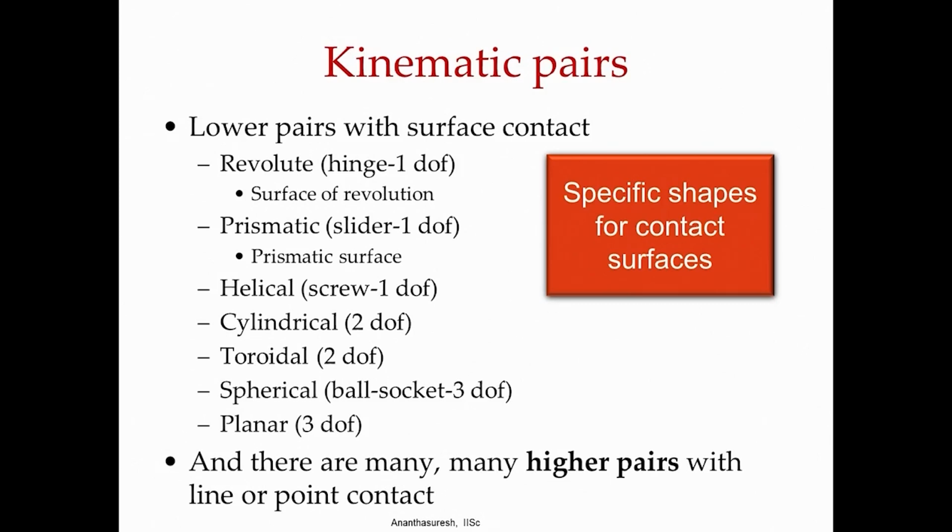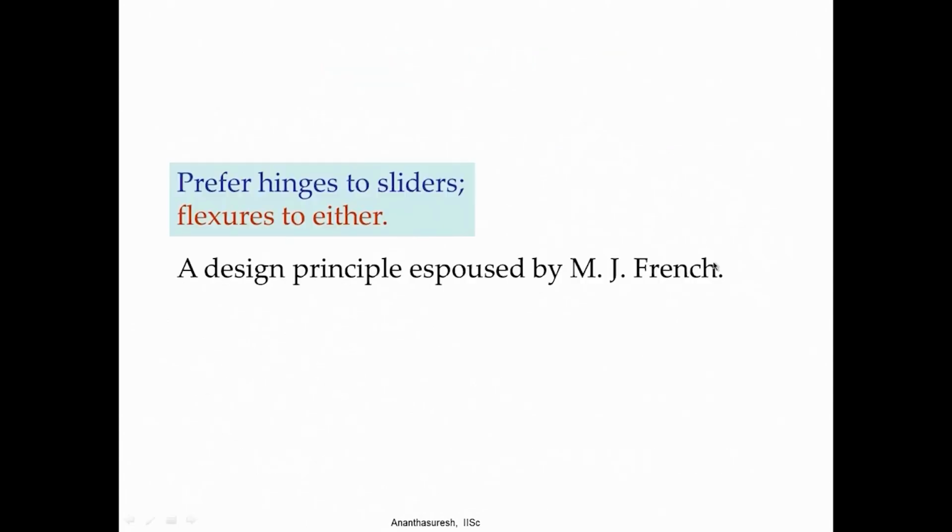That is basically, if you put a block on a flat plane, that block relative to the flat plane will have 3 degrees of freedom: the x motion, y motion, both translations, and rotation about the z axis. But then there are specific shapes for all of these things. Okay? Here is a design principle that one of the great designers, Michael French, wrote in his book.